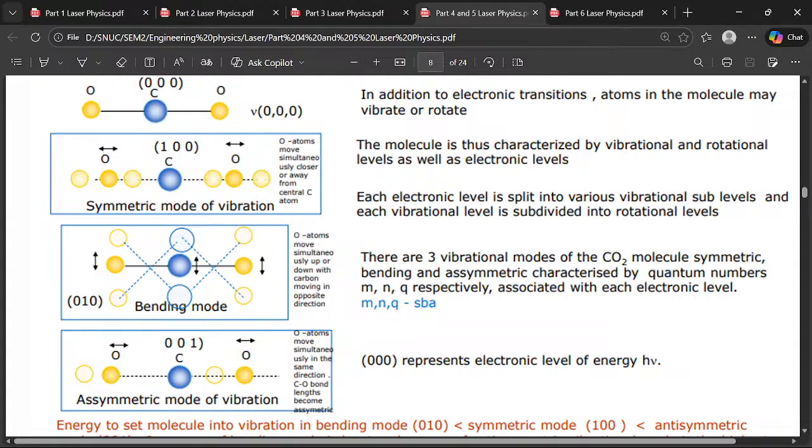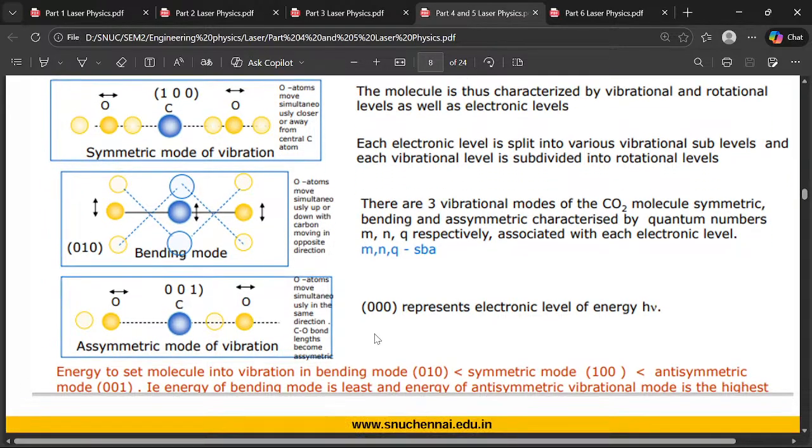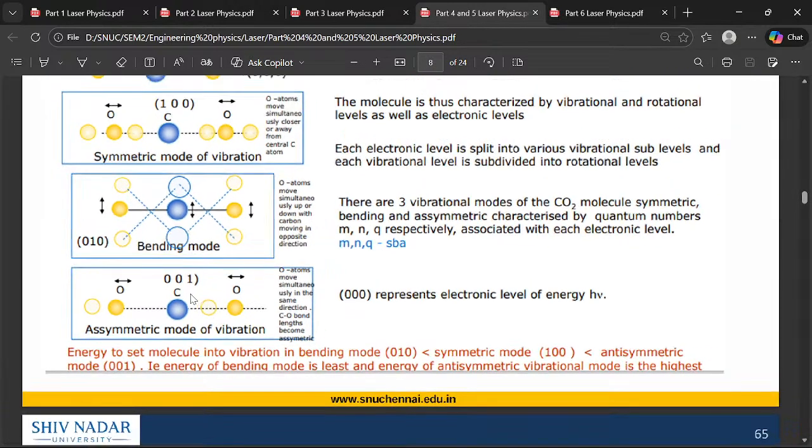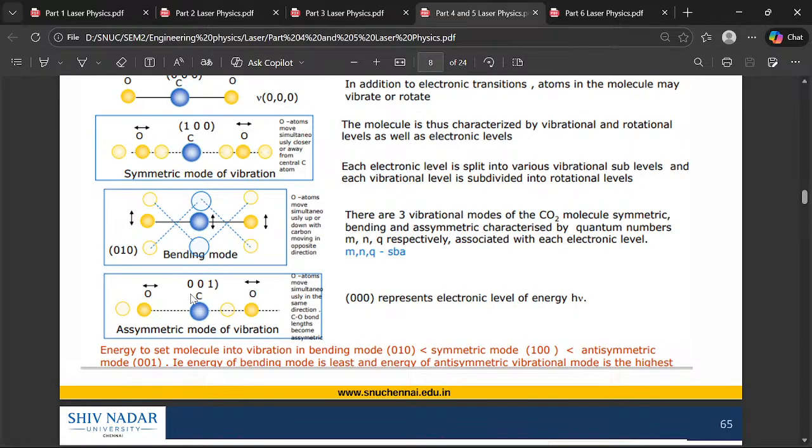In asymmetric mode of vibration, you can see that when one O atom is coming towards the C, the other O goes further, and then vice versa happens. So this is asymmetric mode of vibration. Energy in the molecule in bending mode is lesser, the symmetric mode is higher than bending mode, and anti-symmetric is higher than all the others. These are represented by numbers: the symmetric mode by 100, bending mode by 010, and asymmetric mode by 001.